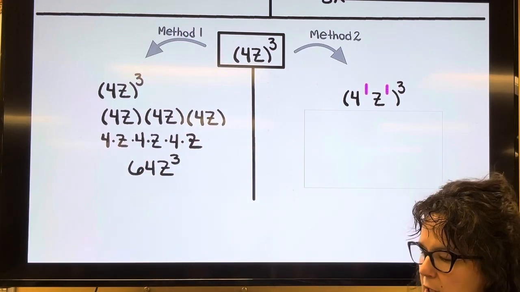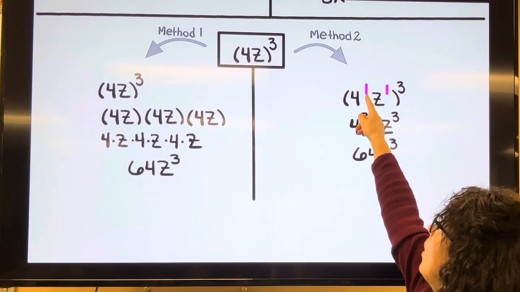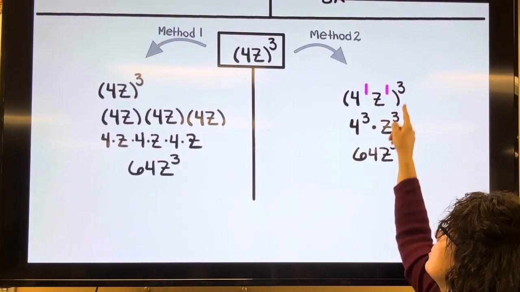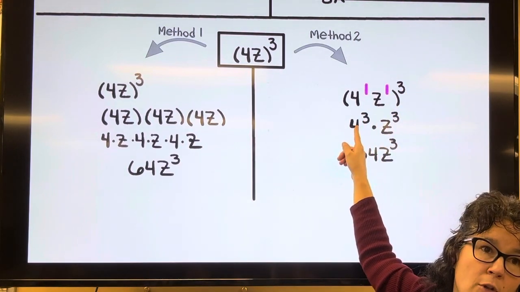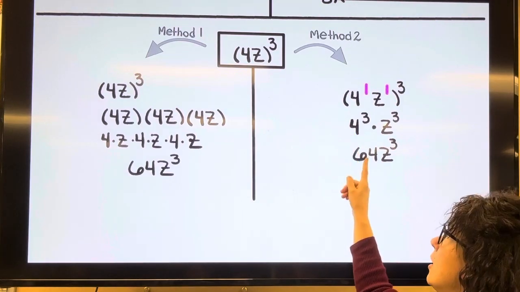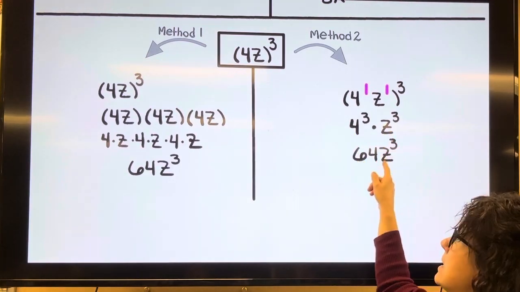If I use the power to a power, 1 times 3 is 3, 1 times 3 is 3, and then 4 to the third means 4 times 4 times 4, which is 64, z to the third.